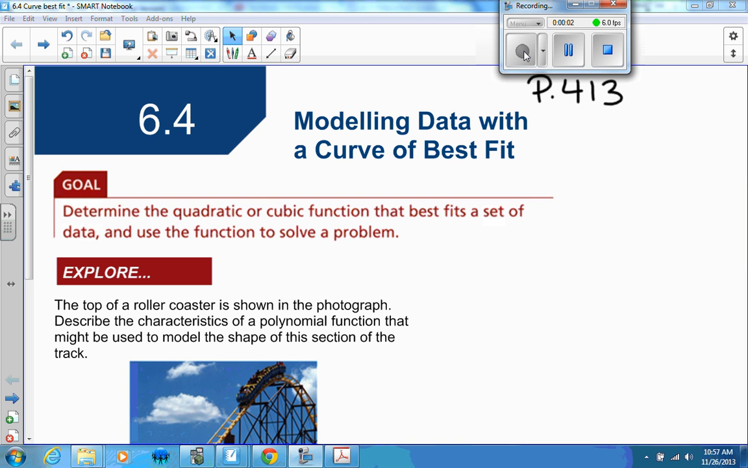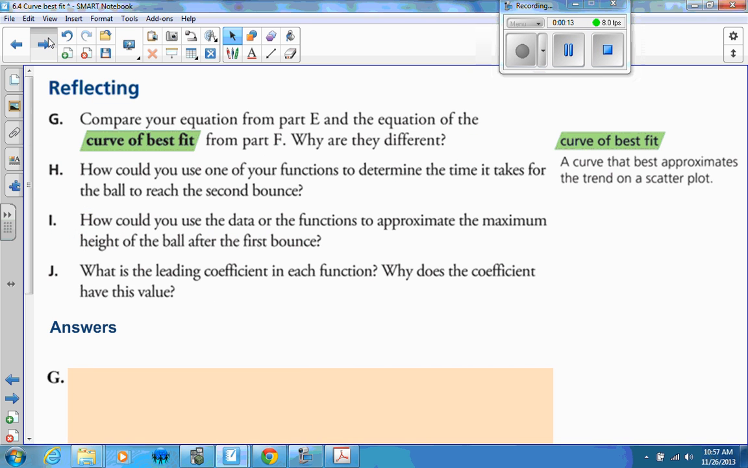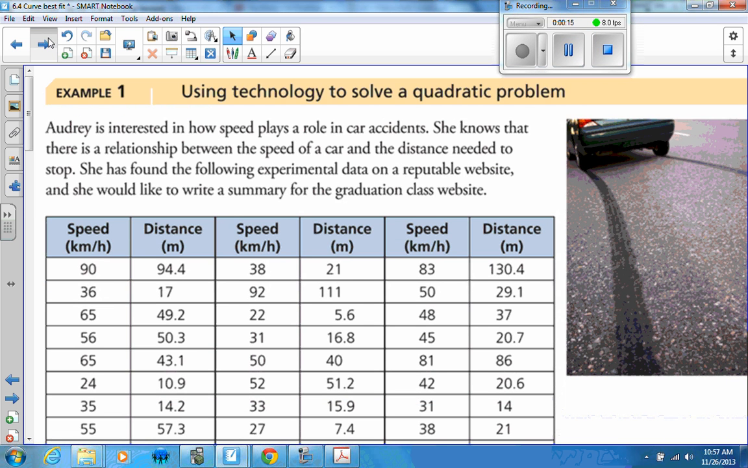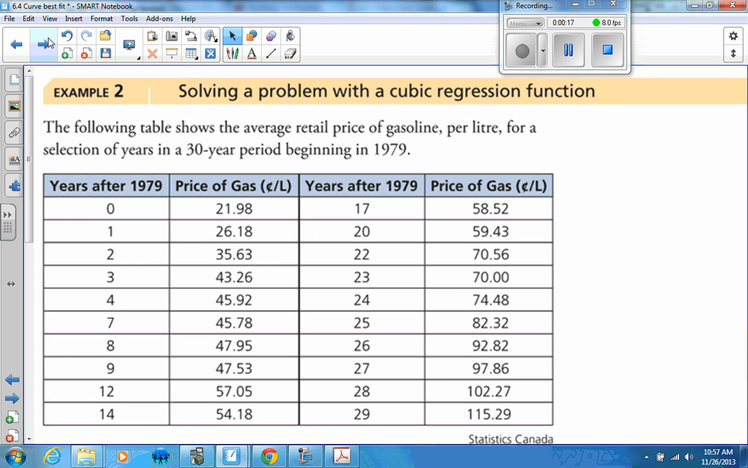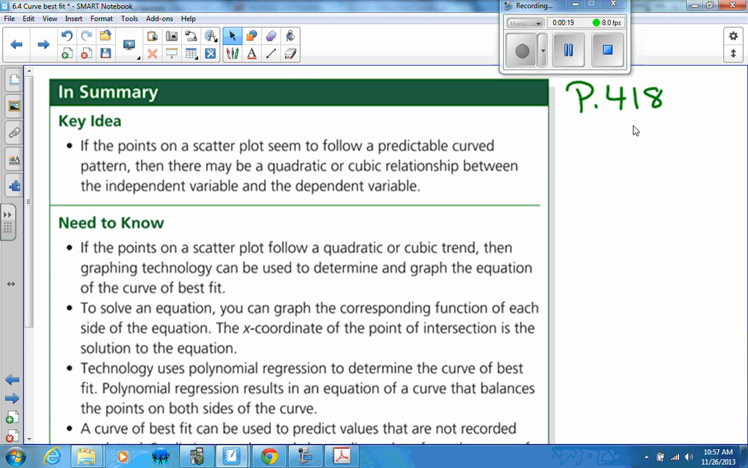Welcome to section 6.4, modeling data with a curve of best fit. You can find this on page 413 of your textbook. Like the other videos, I'd rather you go to the end of the textbook section before the questions and look at the In Summary. You can find that on page 418.